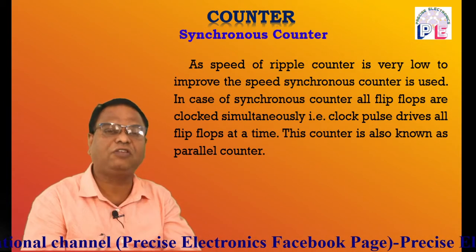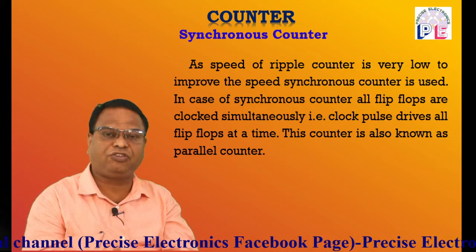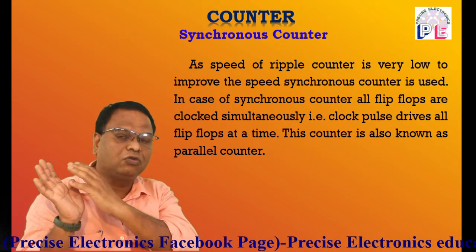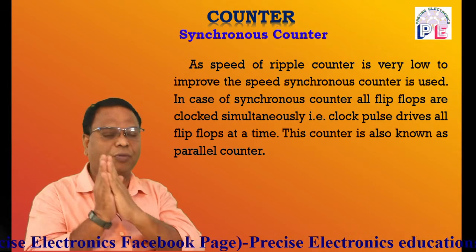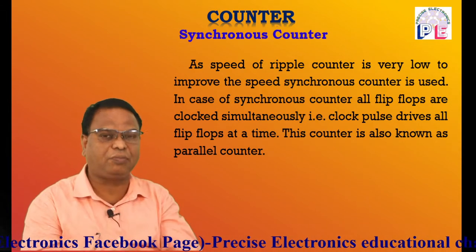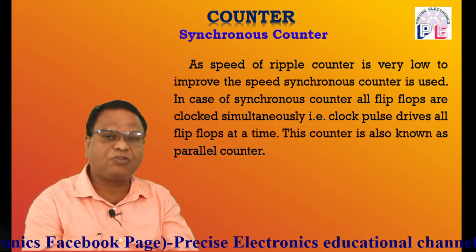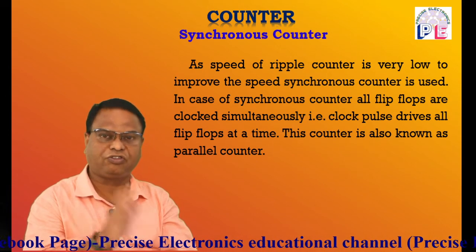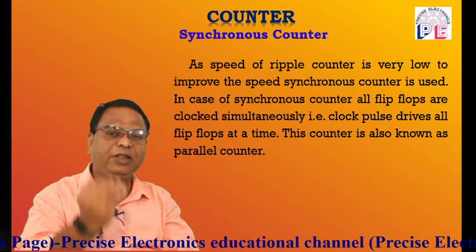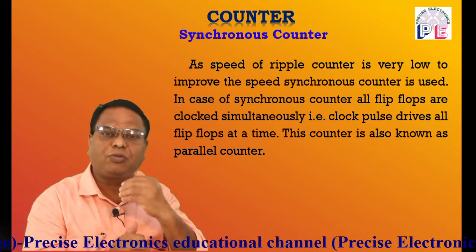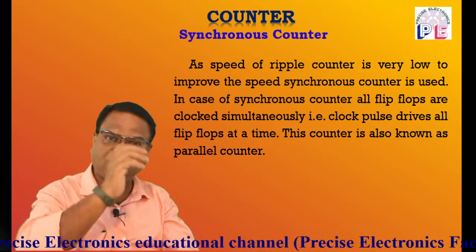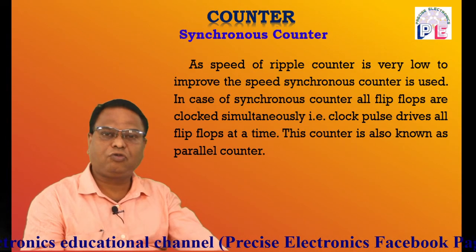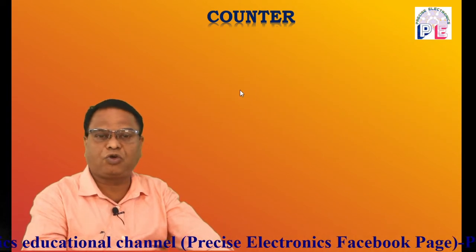And because of this, the speed of operation, the speed of counting increases, which is basically the drawback of the asynchronous counter, that is the ripple counter. What is the drawback of asynchronous counter or ripple counter? That is the speed of operation, the speed of counting. And obviously, to eliminate this drawback, one more counter is designed, and that is synchronous counter, that is parallel counter. In this case, we are going to study a 4-bit synchronous counter.